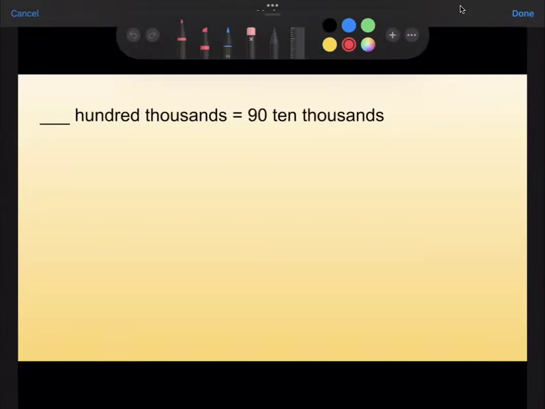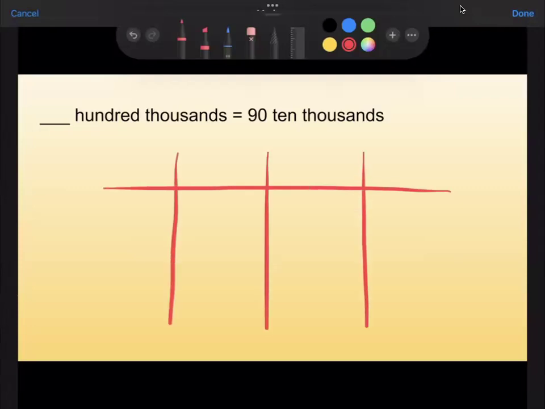Okay, here's our next practice problem. How many blank 100,000s equals or is the same as 90 10,000s? Okay, so for this one, what I might do is set up a mini place value chart. I'm not going to set up the whole thing because it doesn't look like I need it. Looks like I just need 10,000s and 100,000s. So when I make this mini place value chart, I'm actually going to just put thousands right here. I know that's not the way that we normally do it, but I am just trying to keep it a little bit shorter because I don't need the whole place value chart to do this.